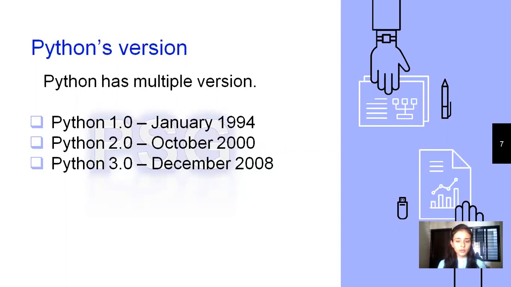I had already provided you the link to download Anaconda. That Anaconda version 2020, that is of the year 2020. When you download it, it shows that you are downloading with Python 3.7. So in Anaconda 2020, we have the Python 3.7 version.